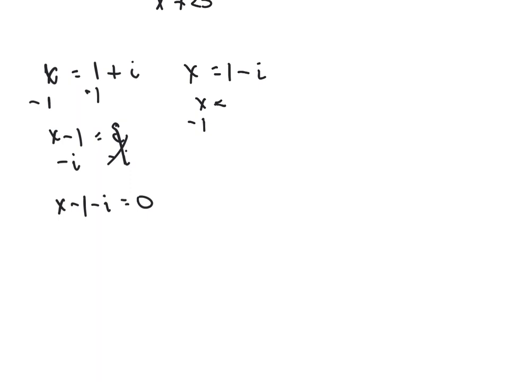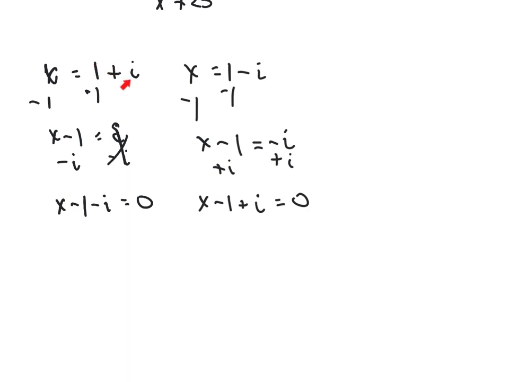Let me start over here. Okay, we subtract 1, x minus 1 equals negative i. We add i to both sides. And we have x minus 1 plus i equals 0. Okay, so all we did is we took these two numbers here and moved them over by subtracting them. We took these and moved them over, and we ended up with this.